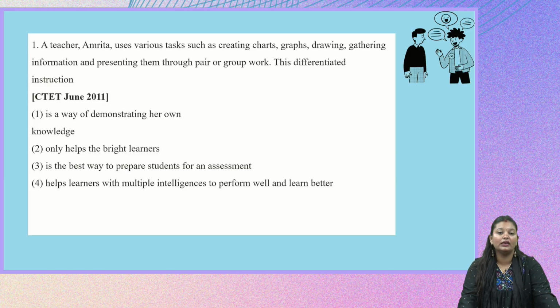The third one is talking specifically about assessment. So the TLMs are not generally used only for assessment. It is more about the teaching learning process and the whole experience of learning a concept, and how it will support what the teacher is teaching and help the learners to learn better. So the right answer here would be option 4. It helps learners with multiple intelligences to perform well and learn better.